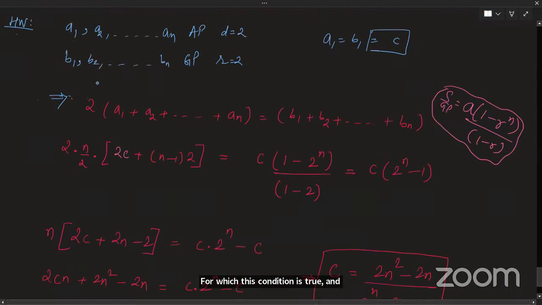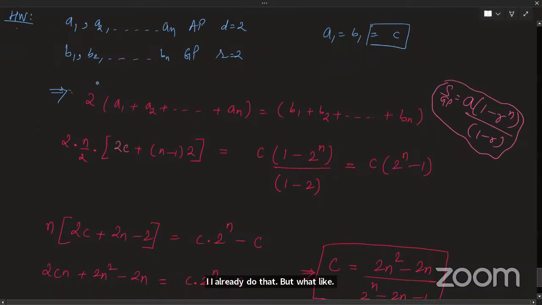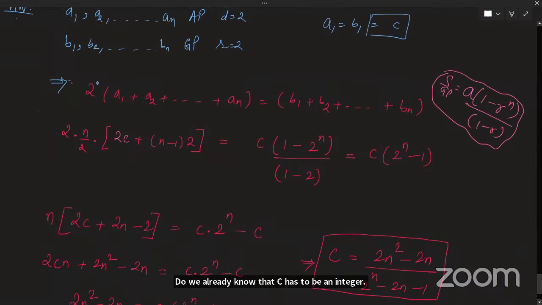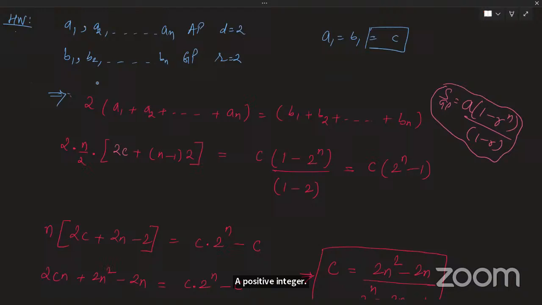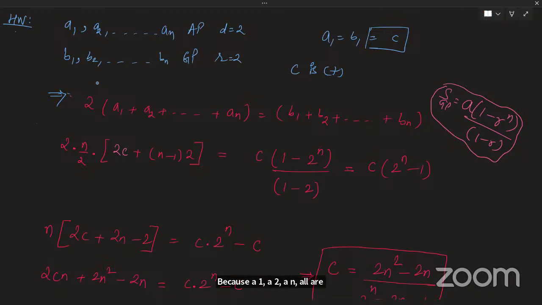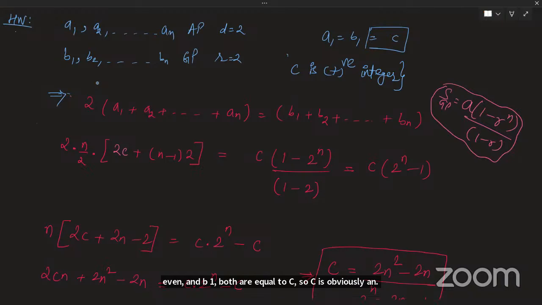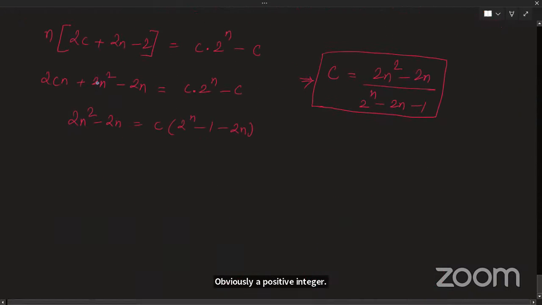So see, one thing you know for sure. What do you know about c? a1 is equal to b1 is equal to c. We already know that c has to be a positive integer, because a1, a2 till an are all positive integers, and b1, b2 till bn are all positive integers. So c is obviously a positive integer, and your n is greater than or equal to 1.